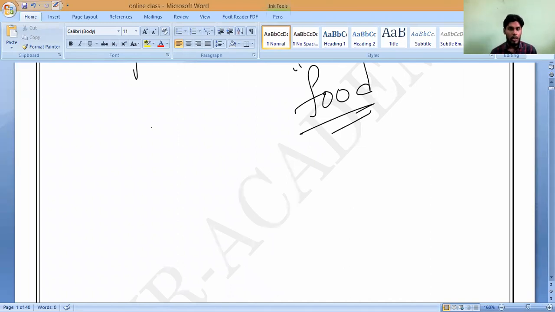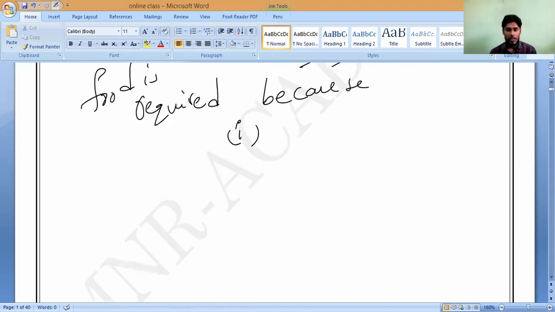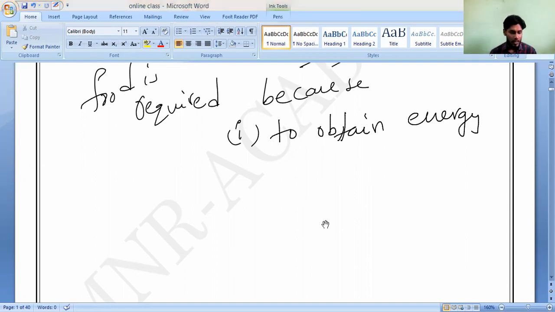We always require food. Suppose we take humans only, we are also animals. So we need food. Why do we need food? Food is required because we have different kinds of purposes. What is the first purpose? Sir, for our energy, sir. It is used for our energy. That is the first thing: to obtain energy. Understanding now? Because without energy, we cannot sustain. Is it yes or no, Mari? Yes, sir. Energy.